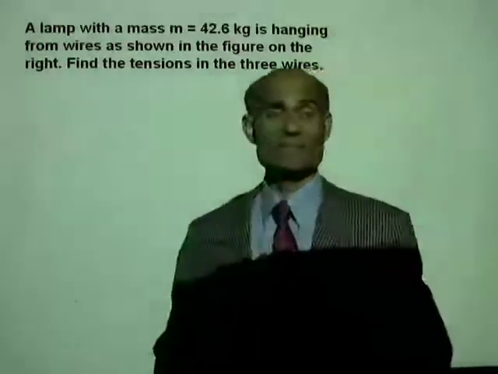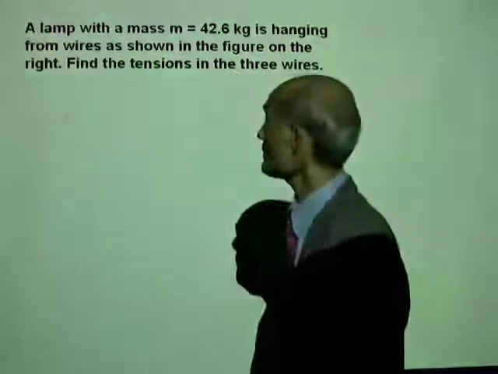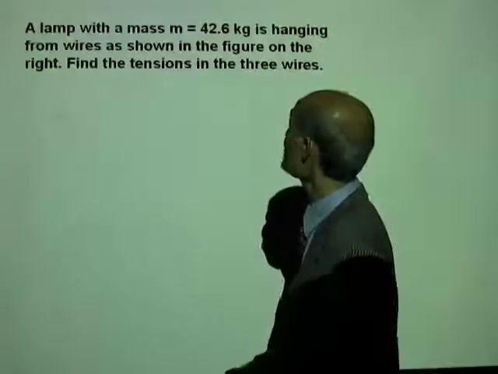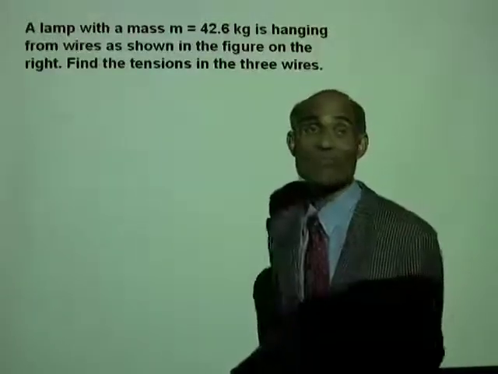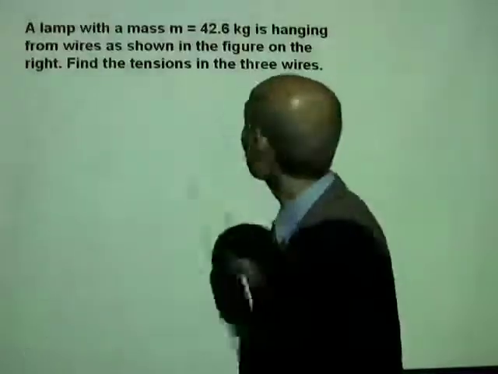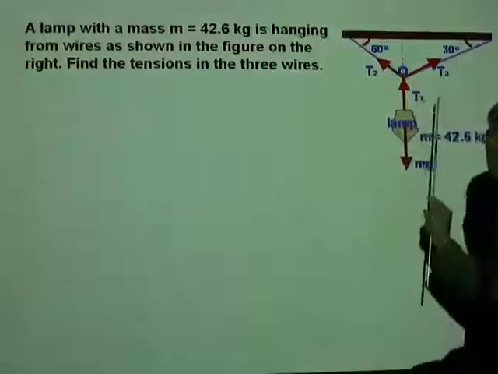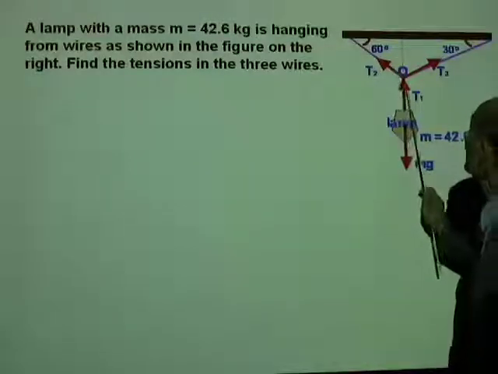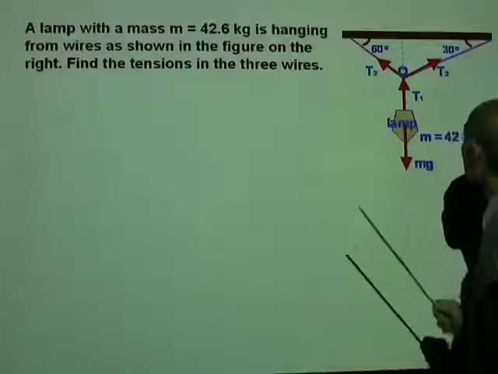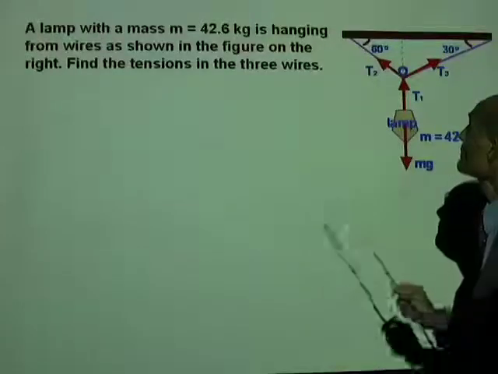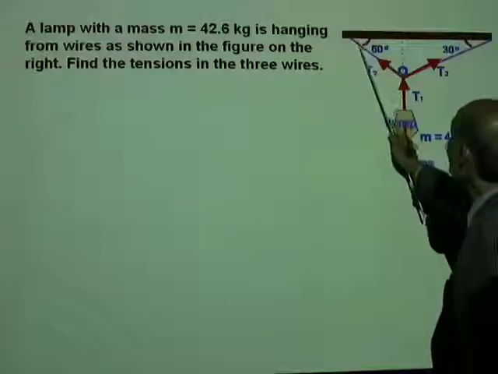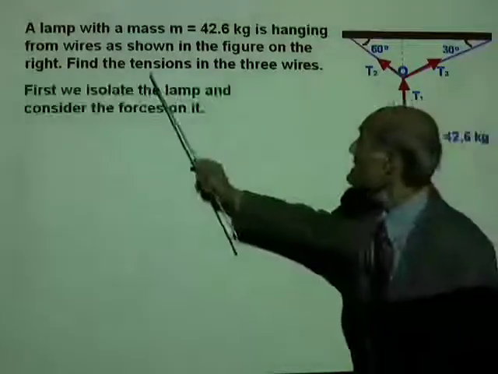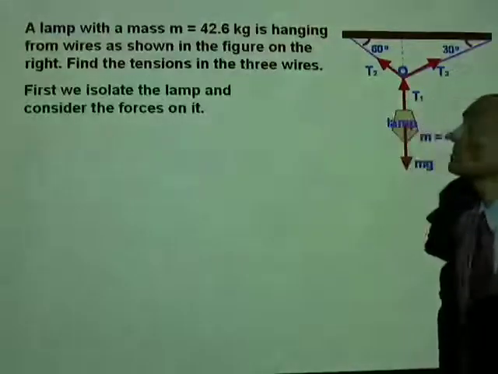Okay, let's solve another problem. A lamp with a mass of m equal to 42.6 kilogram is hanging from wires as shown in this figure. Here is the figure. I hope you can see all the parts of that figure. You have a lamp of mass 42.6 kilogram hanging from three cables. Alright, find the tensions in the three wires.